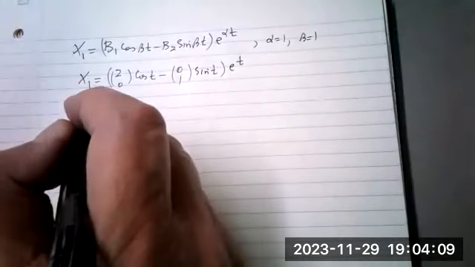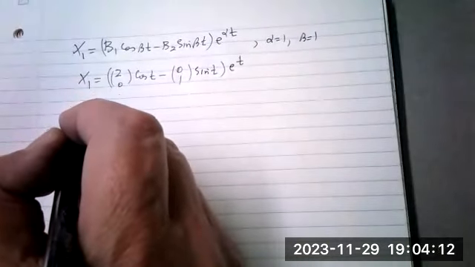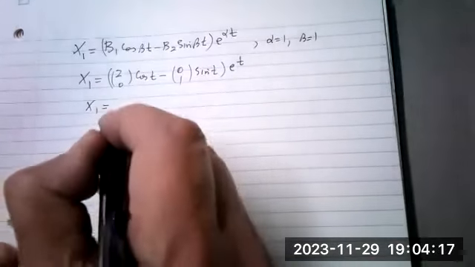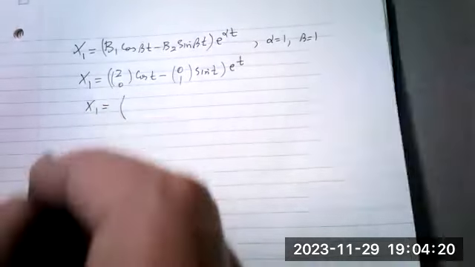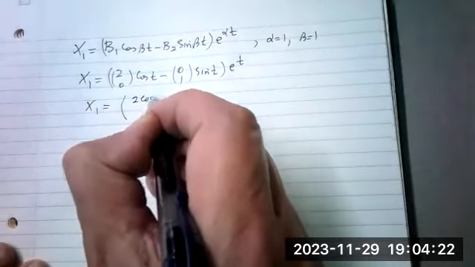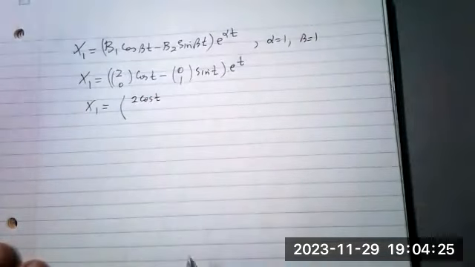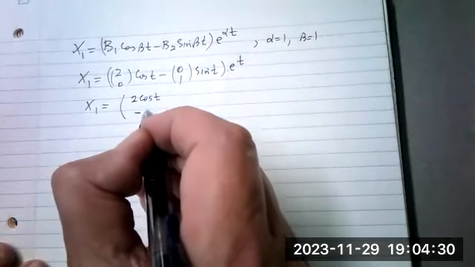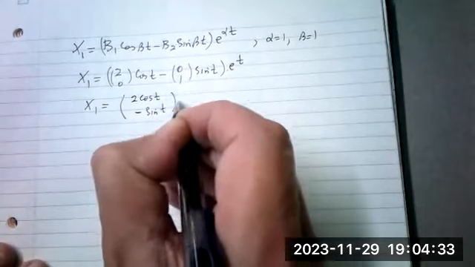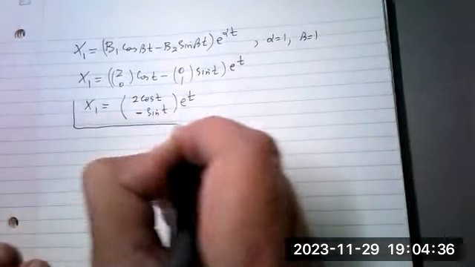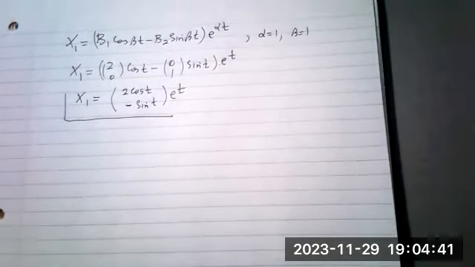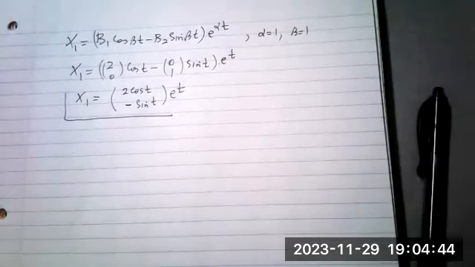So put them together to get your x1. On the first row, we get 2 cosine t. Here we get 0. On the second row, we get 0 here, so it's going to be minus sine t, times e to the t. So this is going to be your x1. Any question? Now we get the x2. Yes, alpha and beta are both 1.